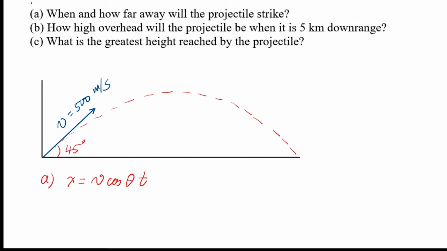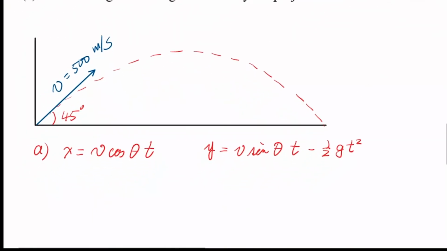Like that, right? It's fixed. Once it leaves, you have no control over it. And then y is equal to v sine theta t minus 1/2 g t squared. That much we should know by now.